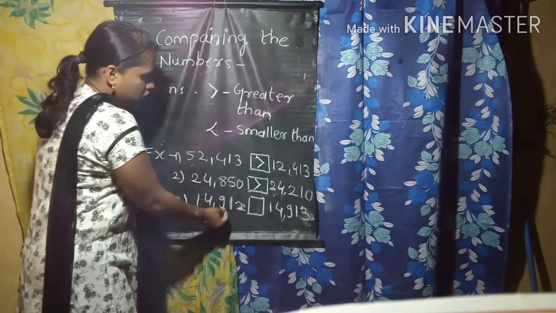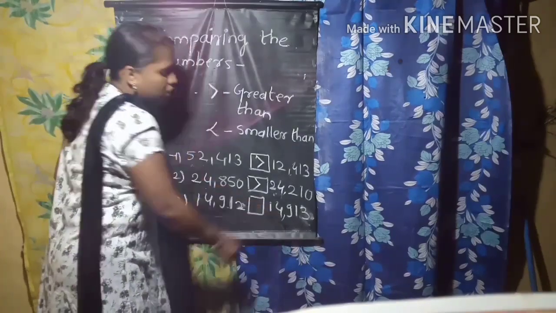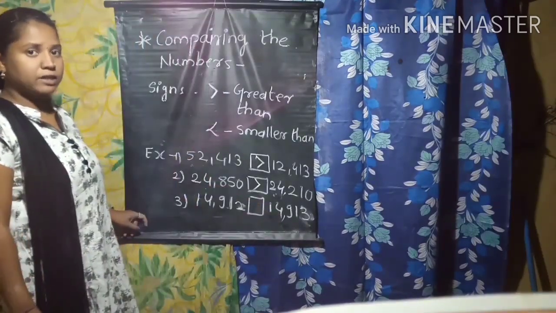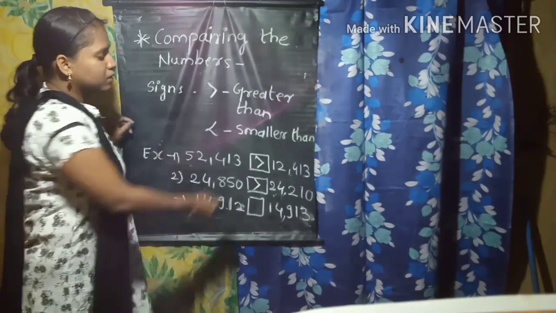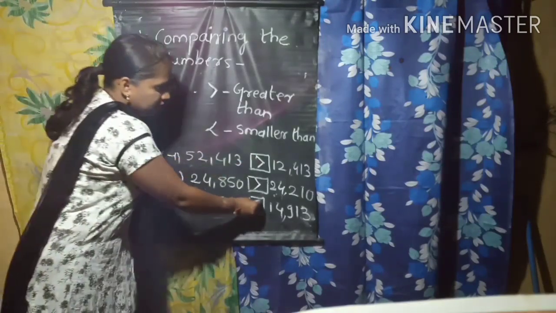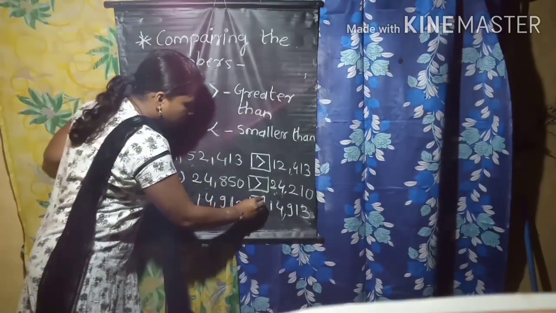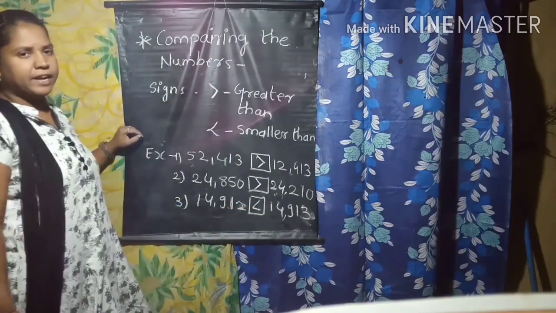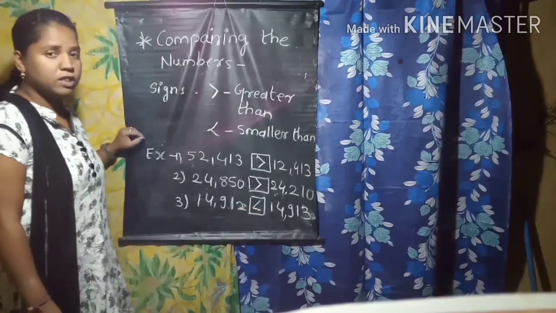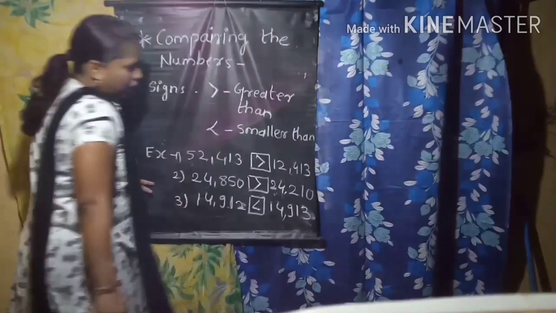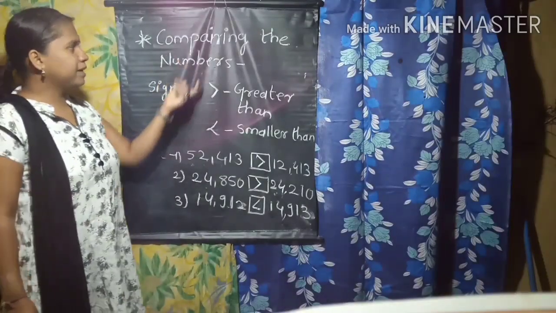So 14,912 is smaller than 14,913. So which sign will come? The smaller than sign will come. That is, 14,912 is smaller than 14,913. I hope you understood comparing the numbers.